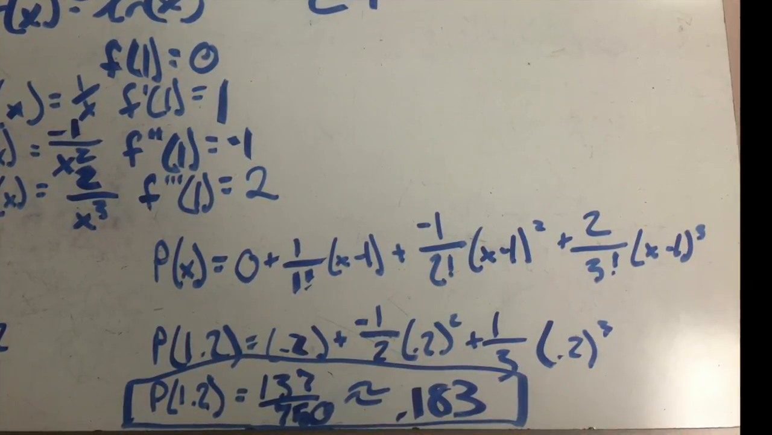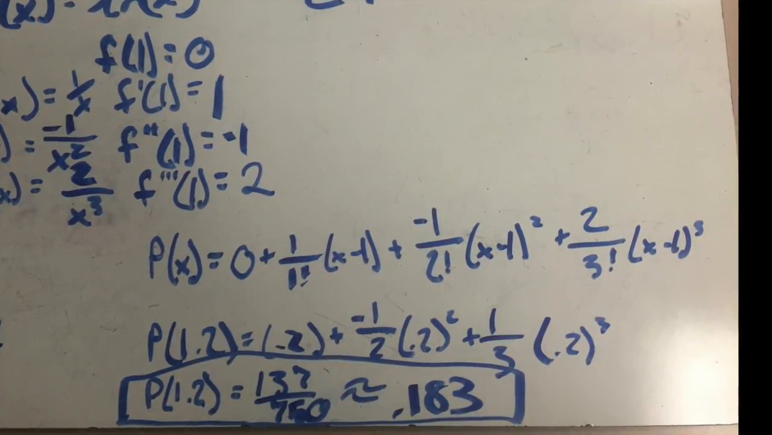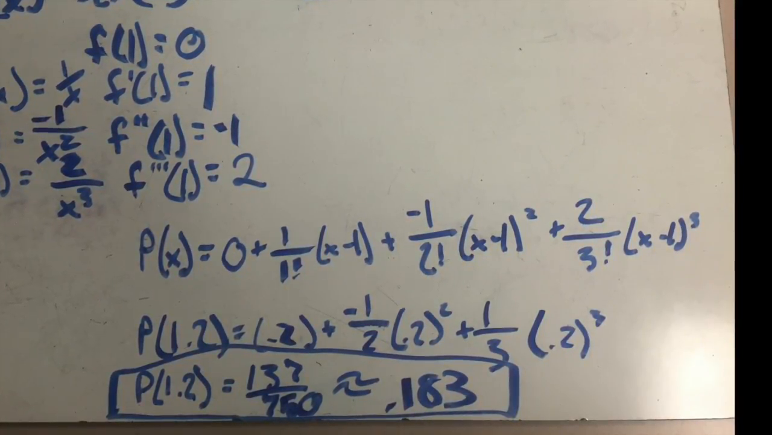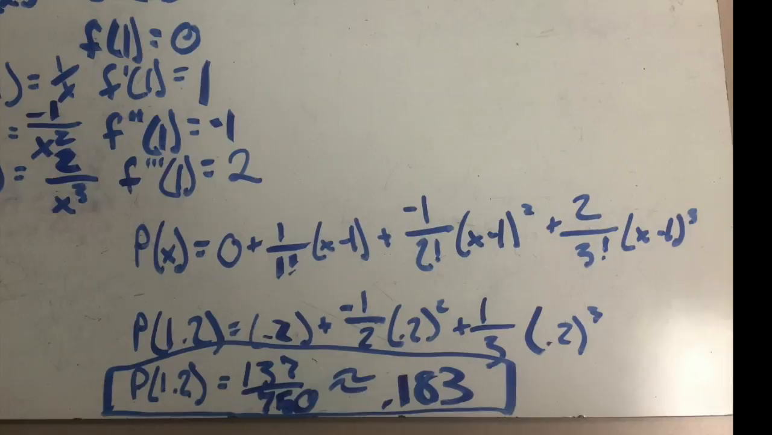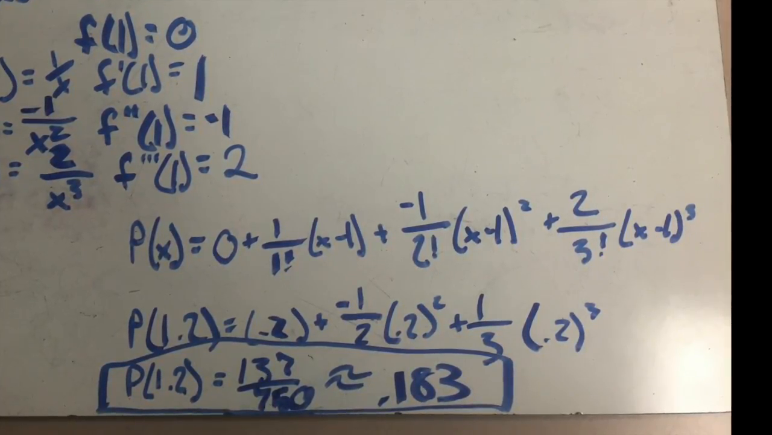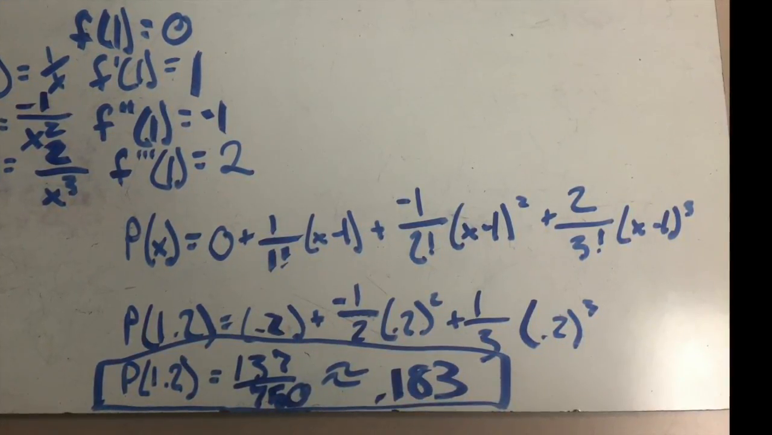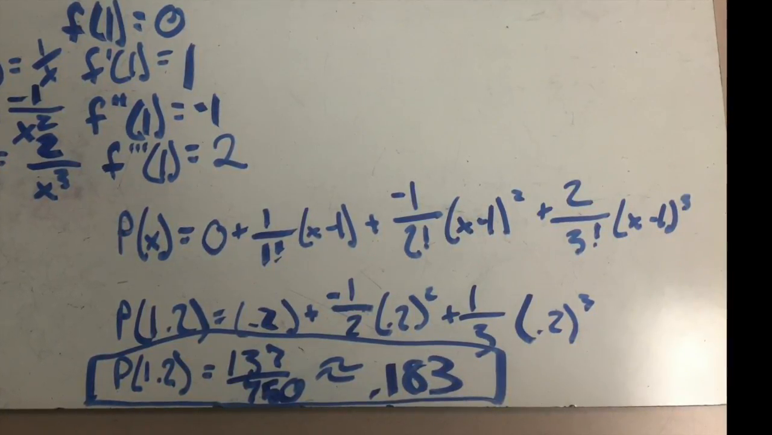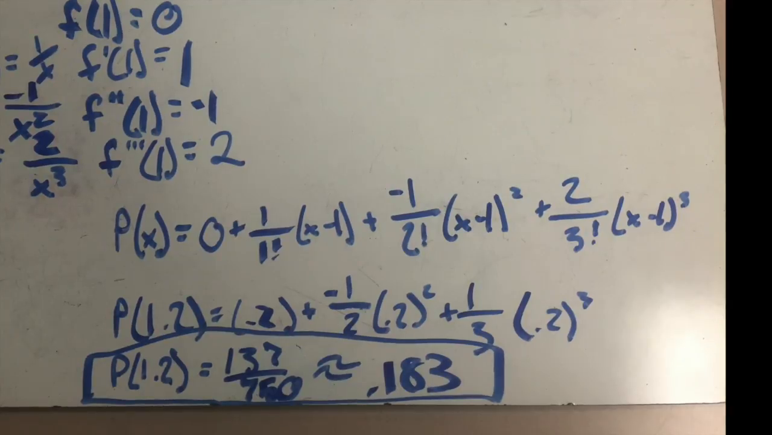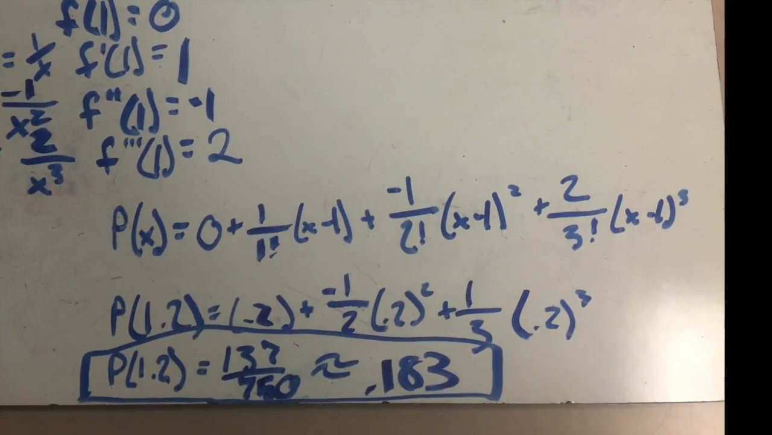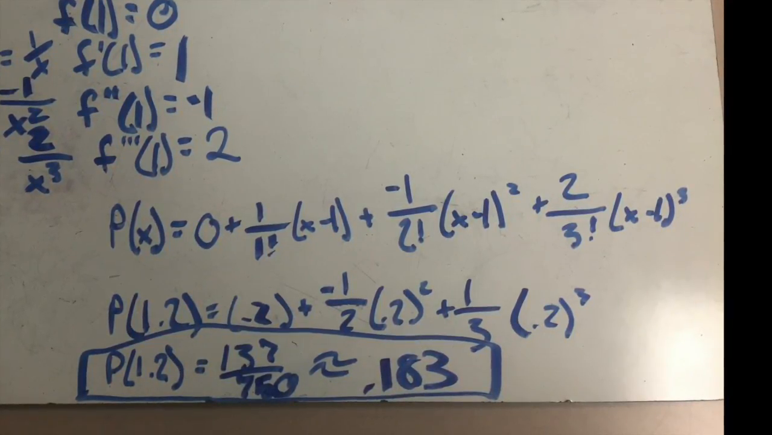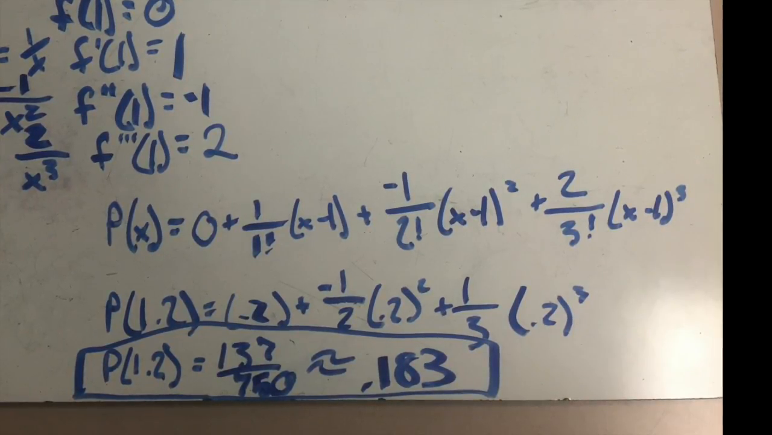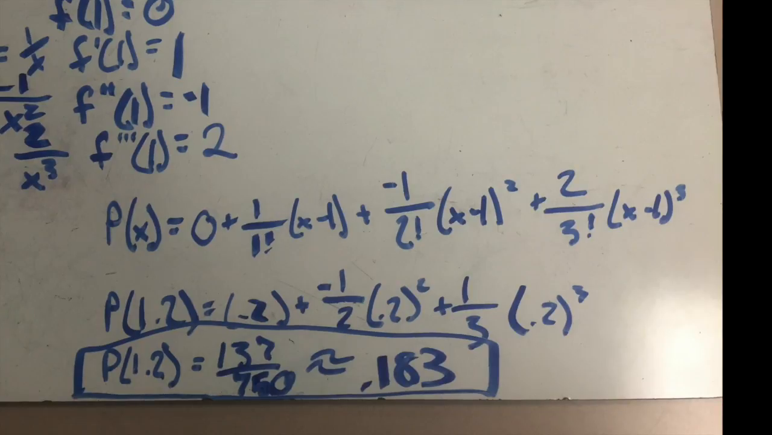So p of 1.2 equals 0.2 plus negative 1 over 2, because that's 2 factorial, times 0.2 squared, plus 1 over 3, because that's 2 over 3 factorial, times 0.2 cubed. We get p of 1.2 is 137 over 750, or 1.183.